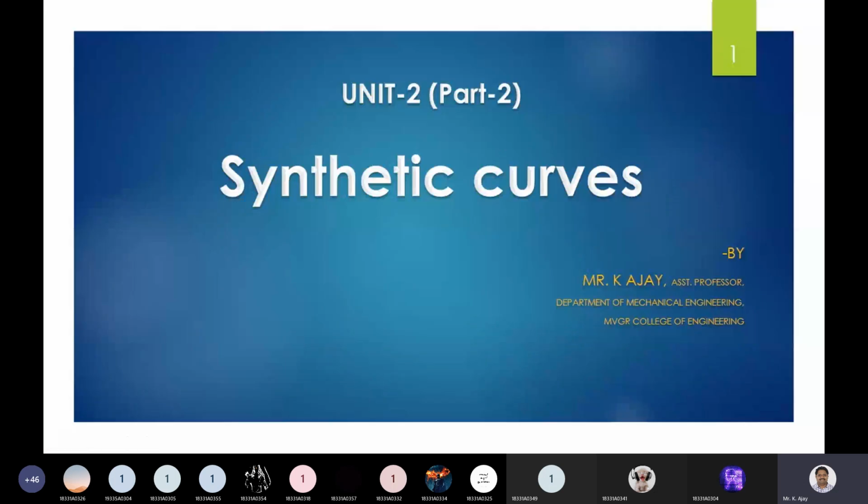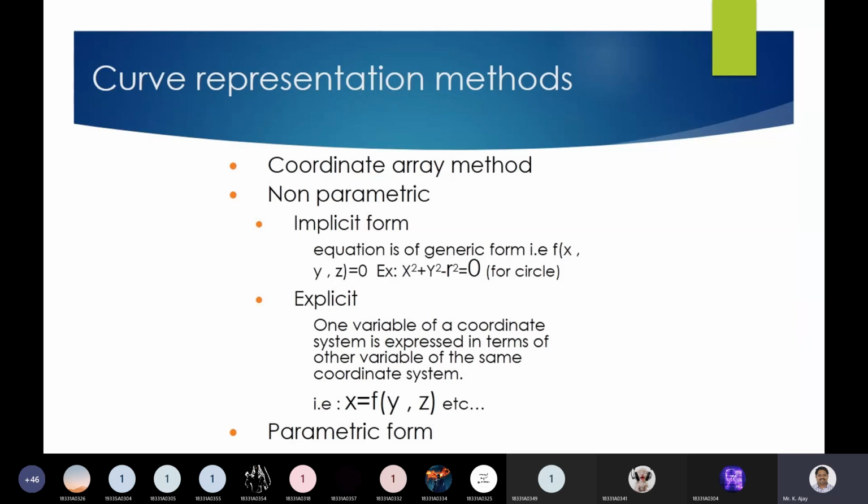What do you mean by synthetic curves? They are of higher order equations and much smoother curves, which are generally free form. In most cases, all these synthetic curves are free form in nature, which means their shape is not fixed. You can alter the shape of those curves by changing some of the values or some of the points, so smoothly.